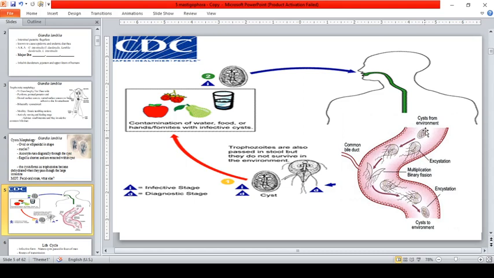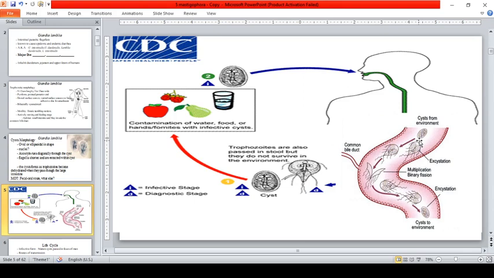So, in the small intestine, excystation releases the trophozoites. Take note, guys, that each cyst produces two trophozoites. Isang cyst, mag-produce siya ng dalawang trophozoite. Trophozoites multiply by longitudinal binary fission, para din kagaya ng method of division by bacteria, but it is more of longitudinal binary fission.